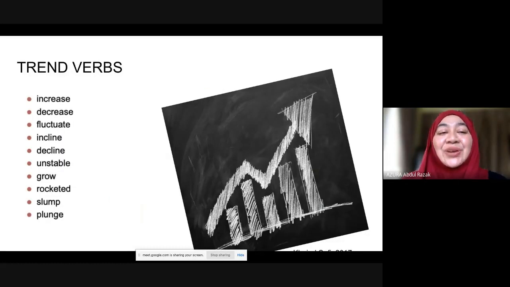And there's also trend verbs, okay? And it is increase, decrease, fluctuate, incline, decline, unstable, grow, rocketed, slumped, and plunge. Okay, so half of these show upward trends and some of it shows the downward trend. All right.